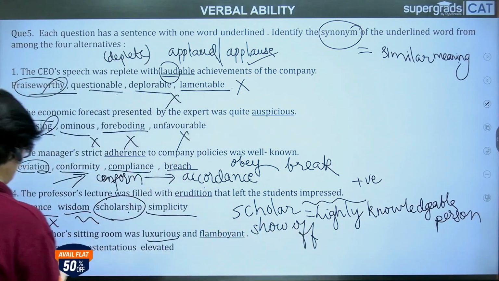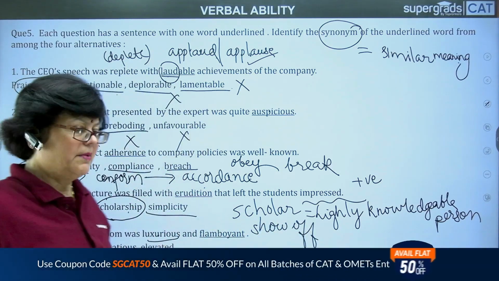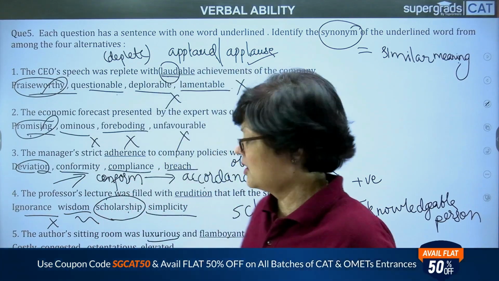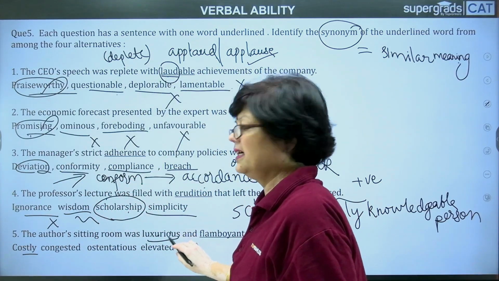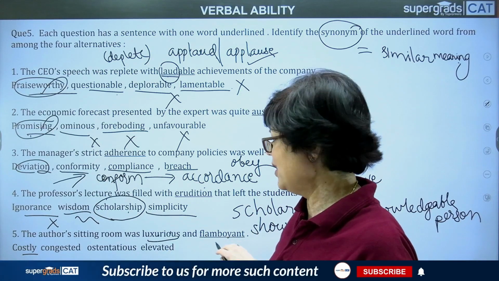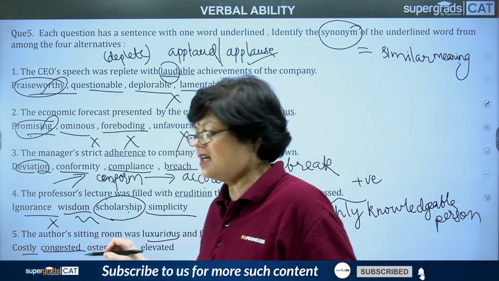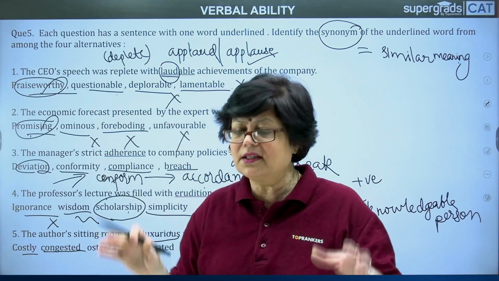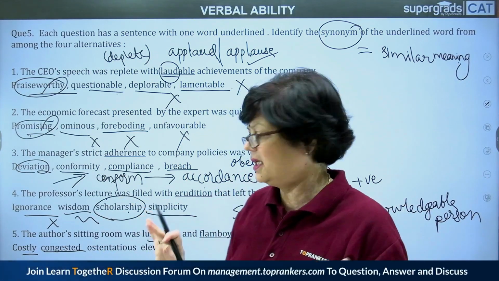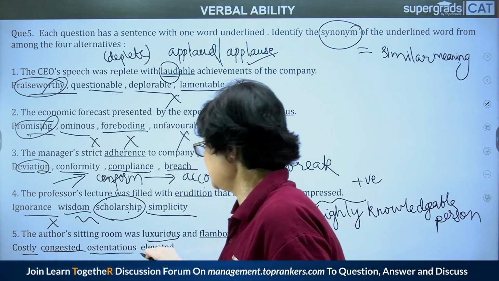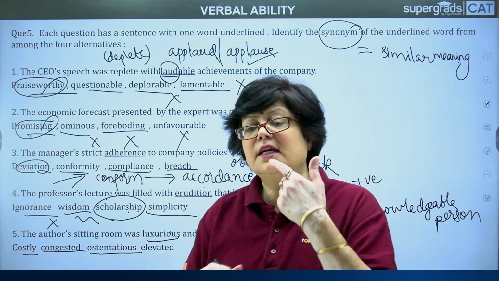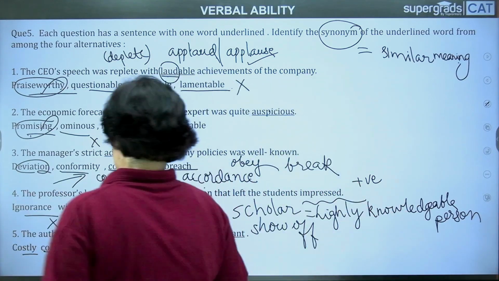Now look at this. Costly. It may be costly, okay, it is very clear. Costly is being reflected by the word luxurious. And what about flamboyance? Congested. Congested means there are too many people, too many things put in there. That is not the meaning. Then ostentatious. Ostentatious means related to show off.